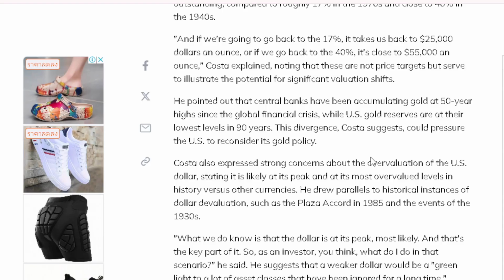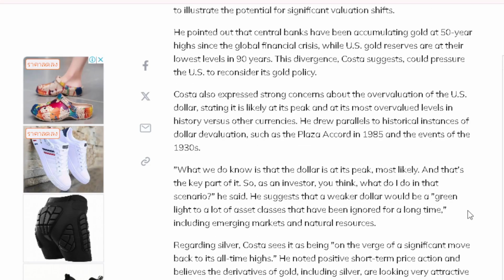Costa also expressed strong concerns about the overvaluation of the US dollar, stating it's at its peak and at its most overvalued levels in history versus other currencies. He drew parallels to historical instances of dollar devaluation, such as the Plaza Accord in 1985 and the events of the 1930s. What we do know is that the dollar is at its peak, most likely, and that's the key part of it.